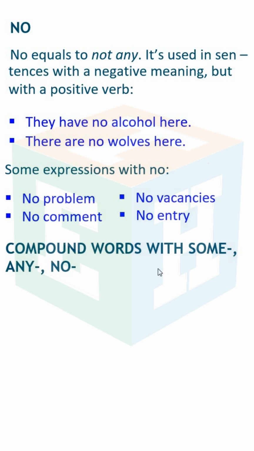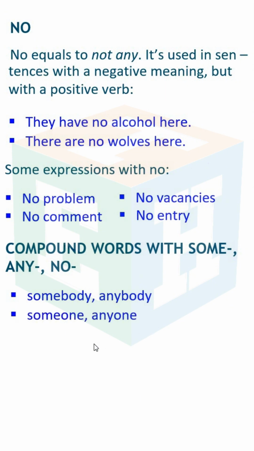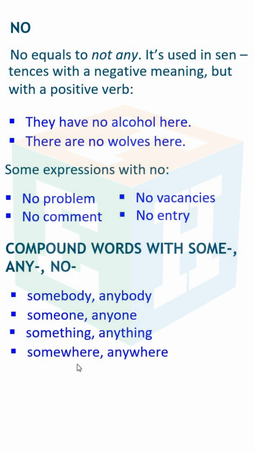Compound words with some, any, no. Somebody, anybody. Someone, anyone. Something, anything. Somewhere, anywhere. Nowhere. Nobody, no one. Nothing.